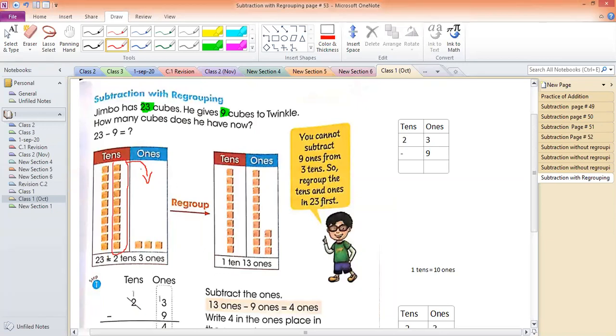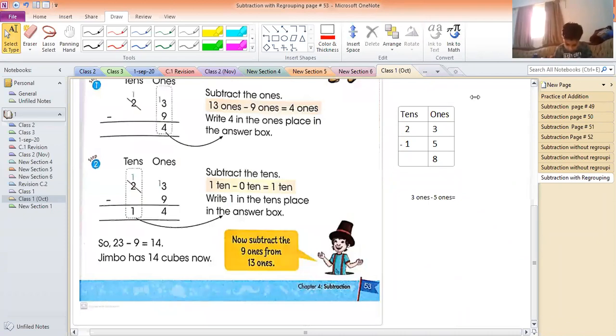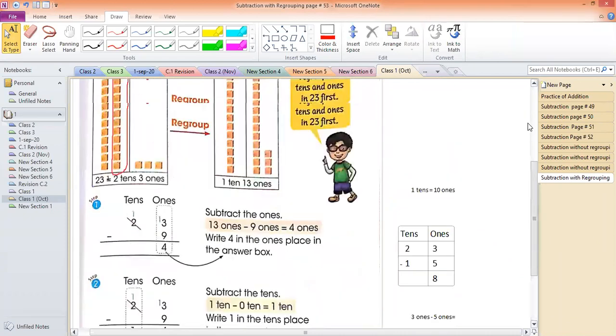So when I move this 10 from tens to ones, you can see there is only one ten left here. There were two tens, but I regrouped one of them from tens to ones. So now it is 13. How can I do it here? This was 2, so I give 1 ten to the 3.